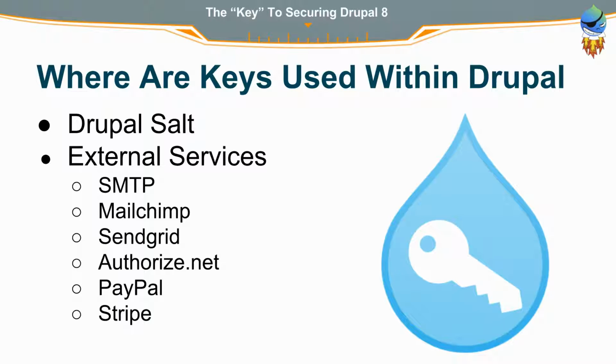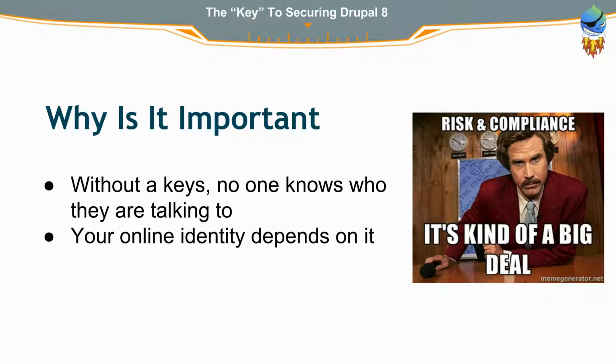And when we go to tell MailChimp something, we say, send an email. And MailChimp will go, how do I know who you are? You say, I have this key. That's how you know who I am, right? So these keys are our identity. Without them, nobody knows who you are. And your online identity, whether it be yourself, if you look at keys as a password, or your website, your online identity depends on it. So why are we taking such little care with our keys, and why aren't we doing anything better with them in Drupal?